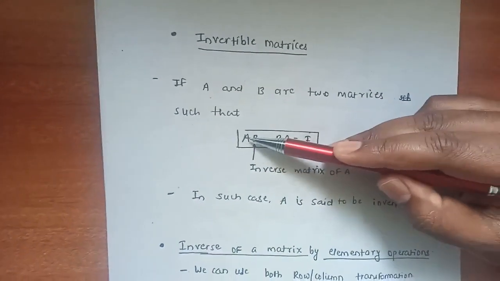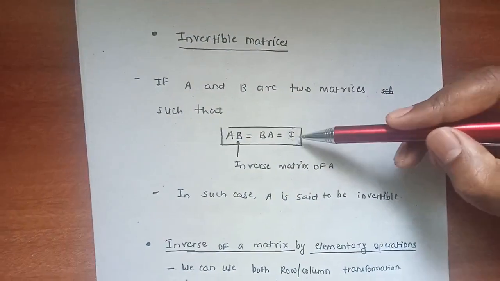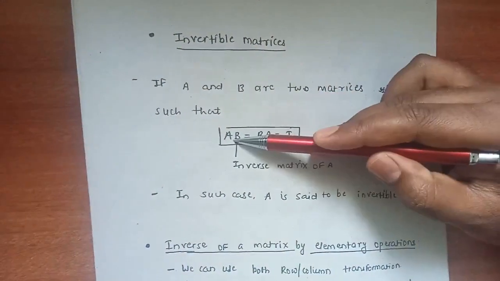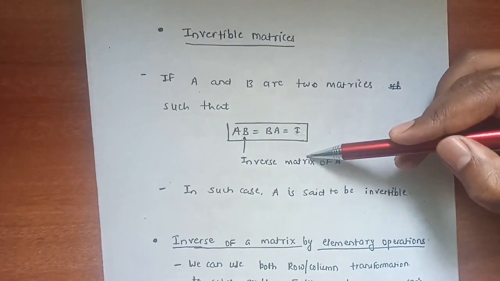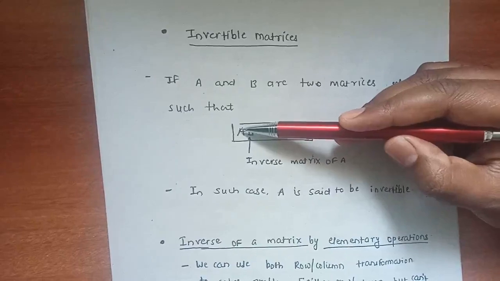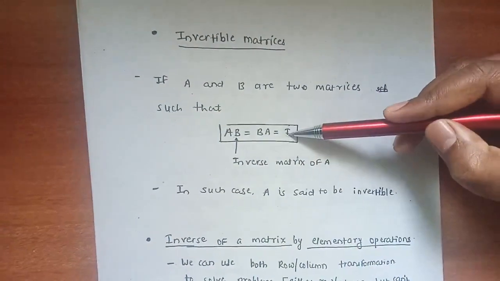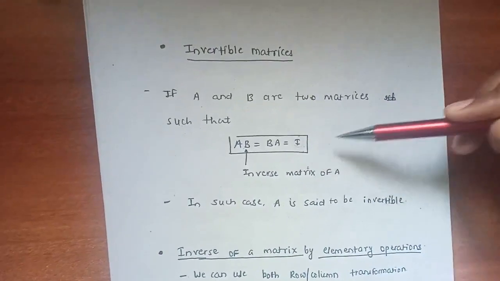So if I multiply a matrix with its inverse, and I am getting the answer as an identity matrix, then the original matrix is called an invertible matrix. I will explain again. If I multiply A and B, and the answer of this AB is an identity matrix, that means 1 0 0, 0 1 0, 0 0 1.